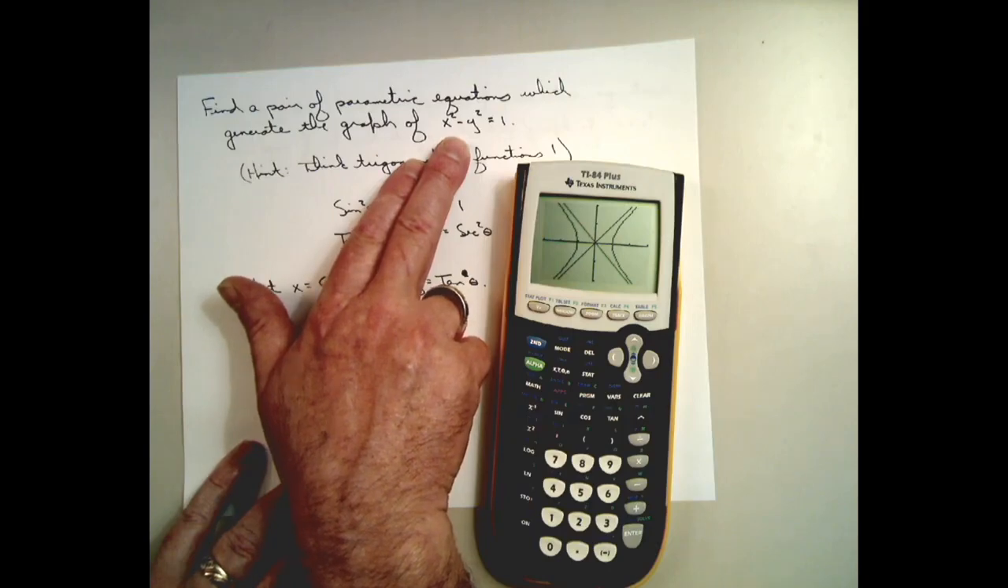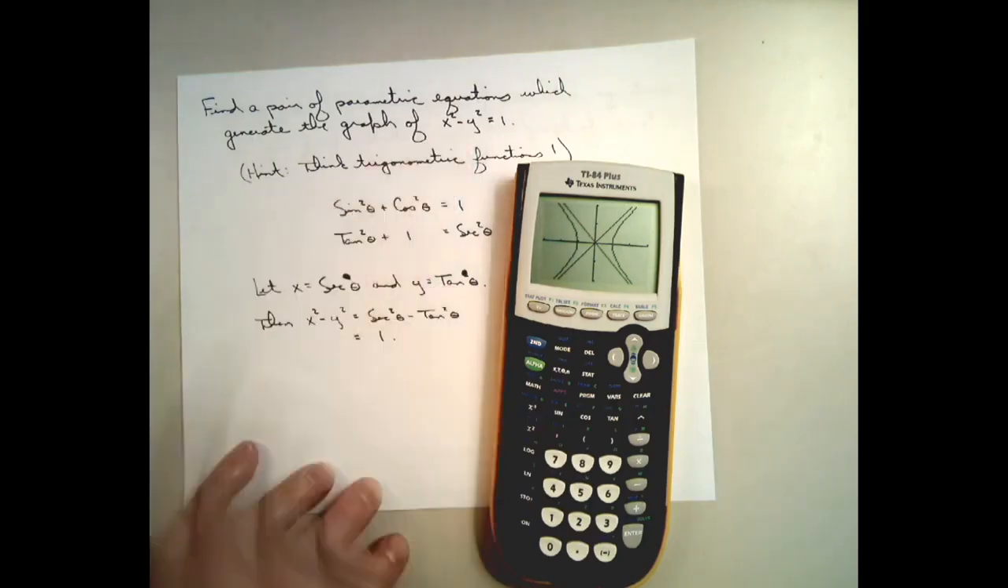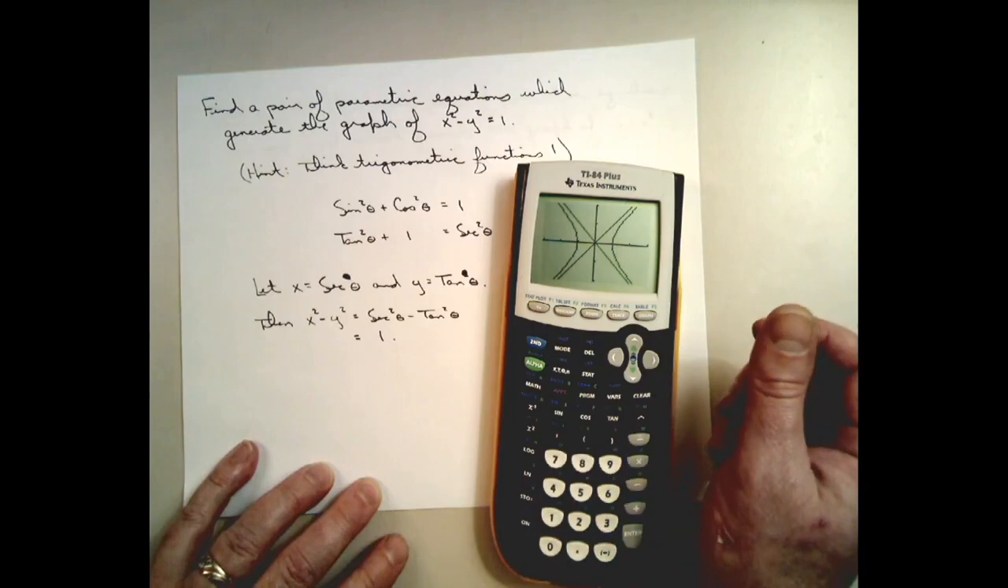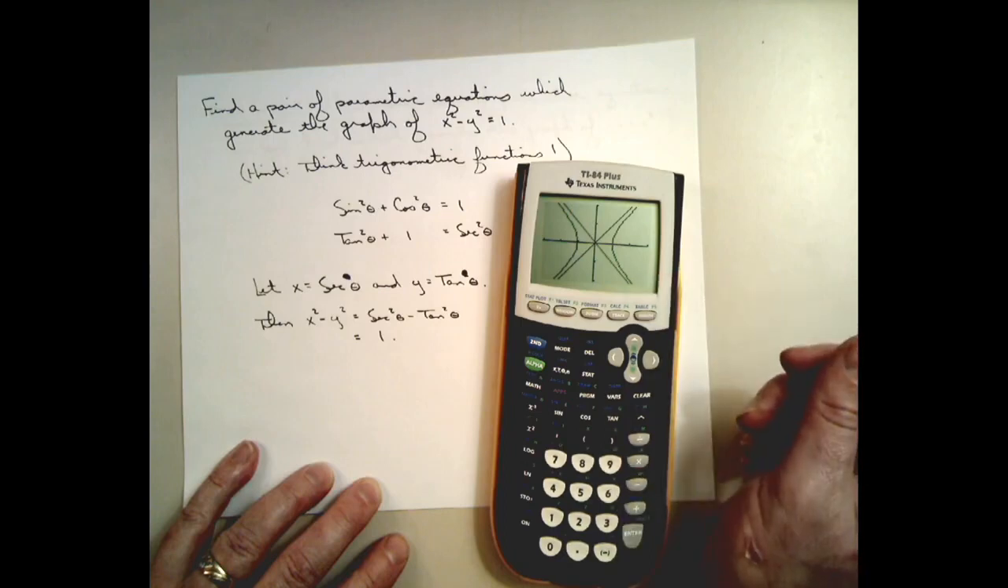was exactly what this equation describes. A little bit of coordinate geometry knowledge might bring that back, that that equation is going to generate a hyperbola. And that's exactly what we got with this pair of parametric equations.